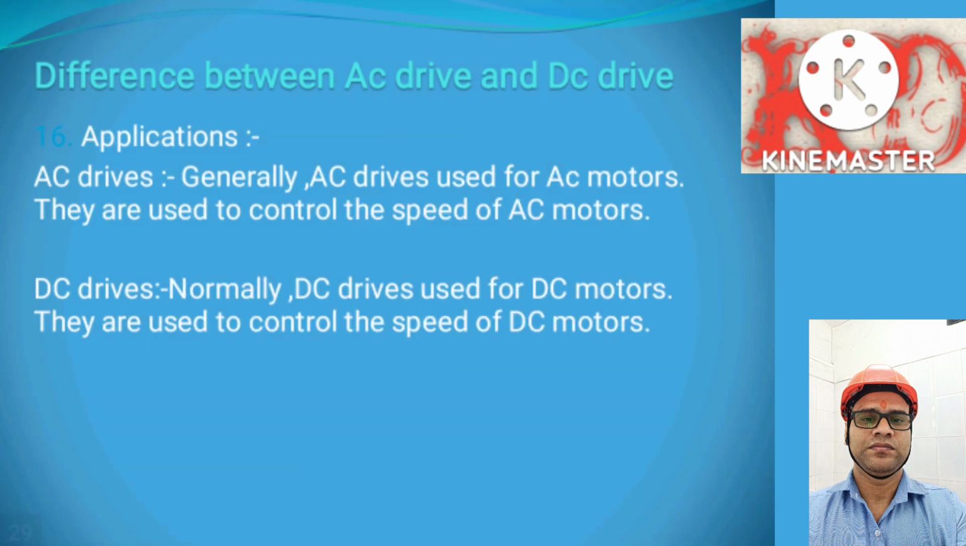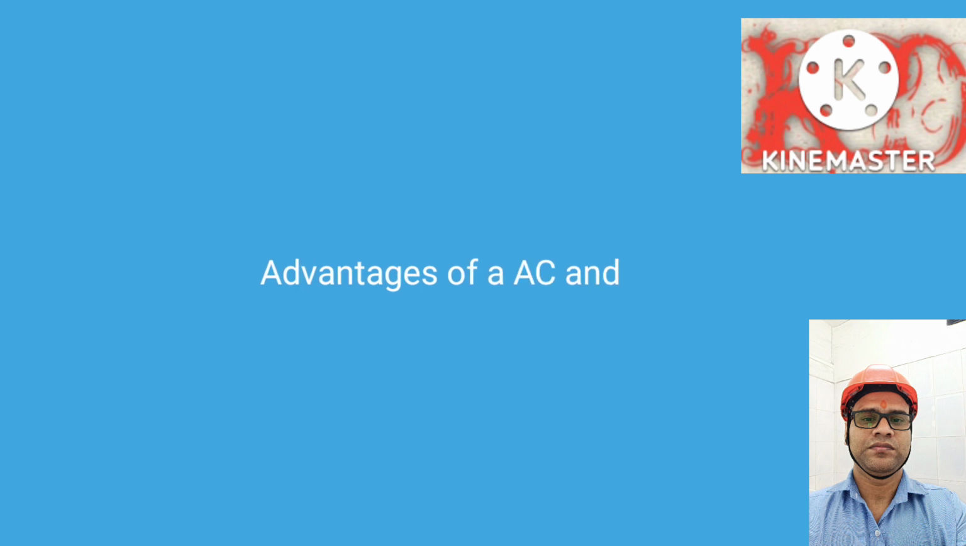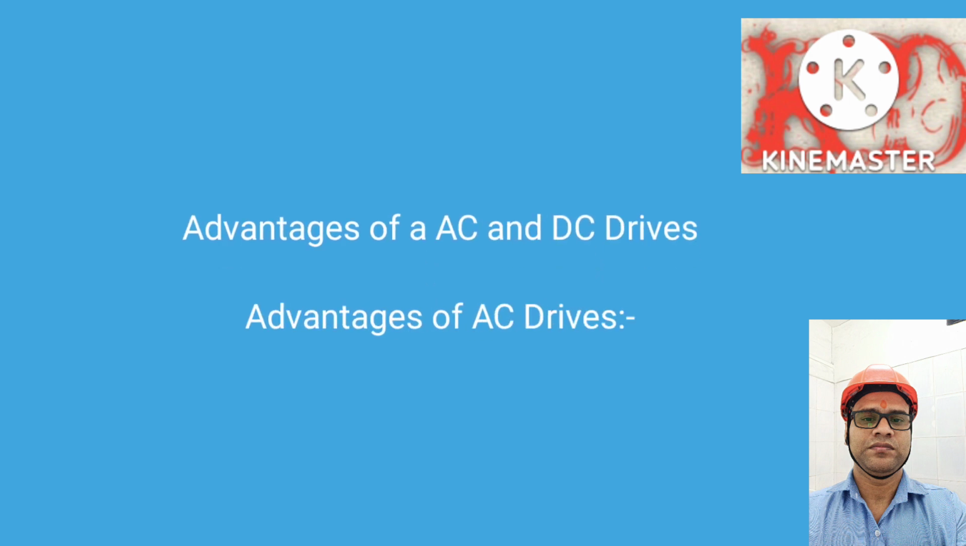Now the last one. Twenty-ninth, application. Generally, AC drives are used for AC motors, to control the speed of AC motors, whereas normally DC drives are used for DC motors, to control the speed of DC motors. I added one more slide in this video, the advantages of AC and DC drives.